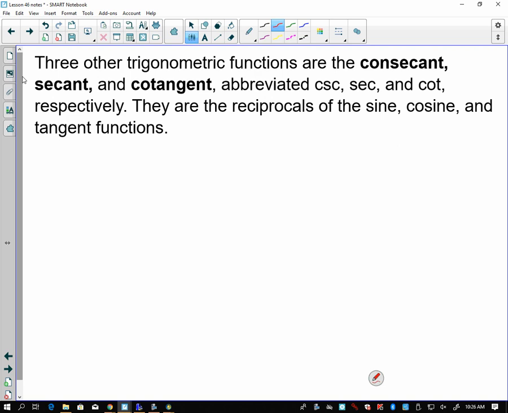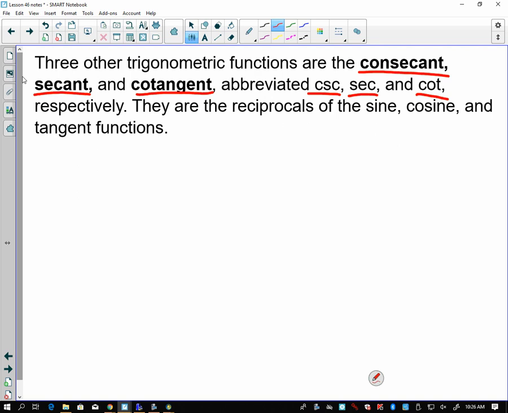The three other trigonometric functions are called these. These are functions that are not in your calculator. They are called cosecant, secant, and cotangent. They are abbreviated in order: CSC for cosecant, SEC for secant, and COT for cotangent. Now, we just recently covered this in Algebra 3. So if you ever plan on taking Algebra 3, it's nice to have learned this, because we're going to go back over it there. They are the reciprocals of sine, cosine, and the tangent functions.